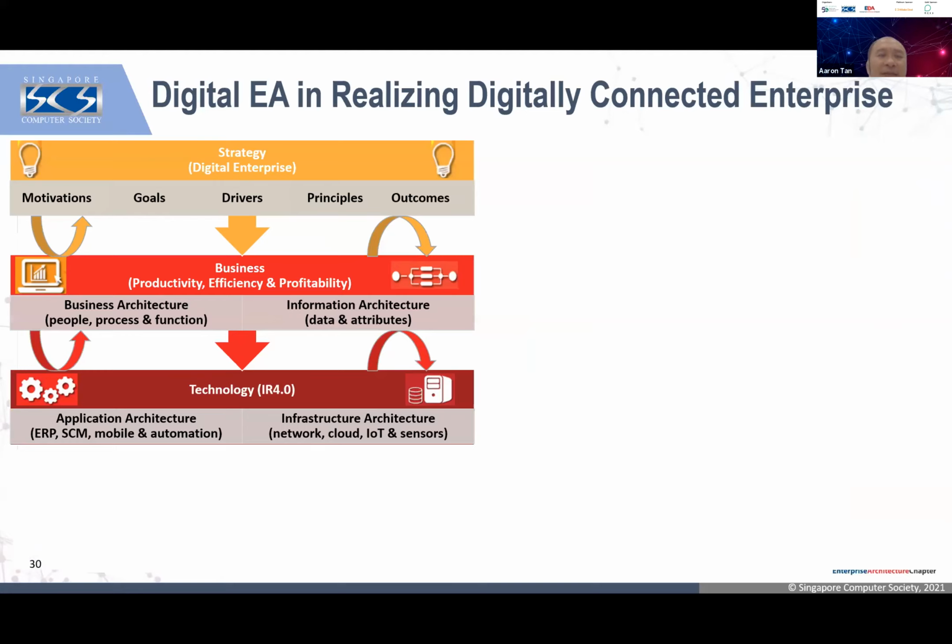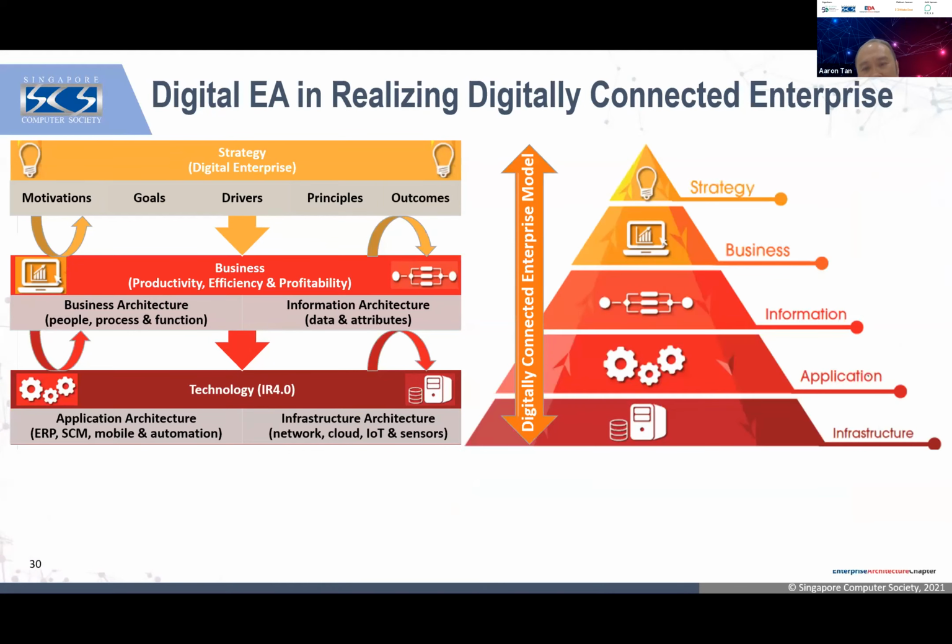Typically, when you have the strategy, they have the driver, the goal, the motivation. We need to understand how that impacts the business. So there will be the business architecture and the information architecture that we need to analyze. Then after that, once that is done, we look at the application architecture and infrastructure architecture. But all these are vice versa, because any change in any of the layers will impact the others, right?